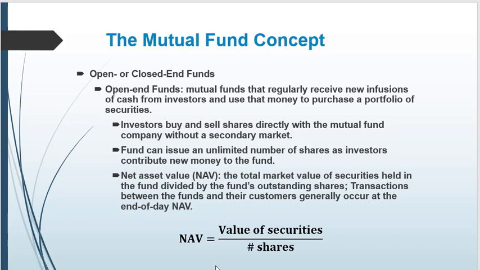Now, the net asset value is the value of all the securities of the fund divided by the number of shares. Of course, we have to take into account that there might be some expenses, but the value of the securities divided by the shares tells us the value of each piece of pie, if you will, of the mutual fund. What is each one worth?